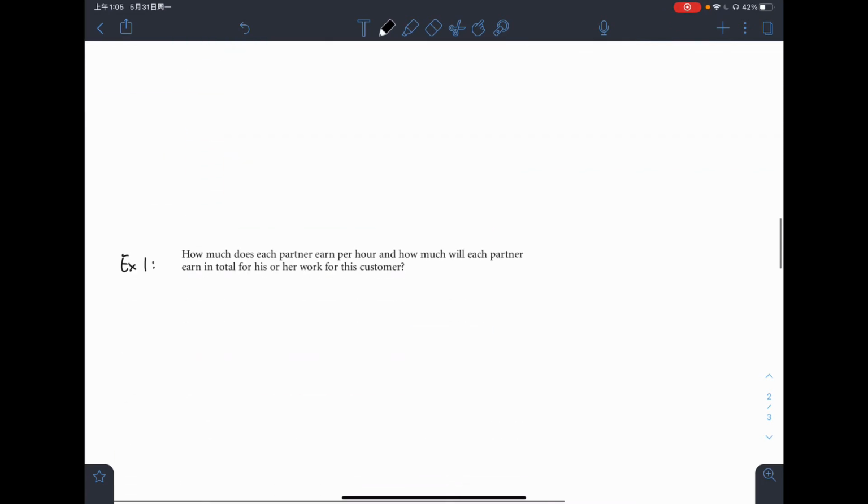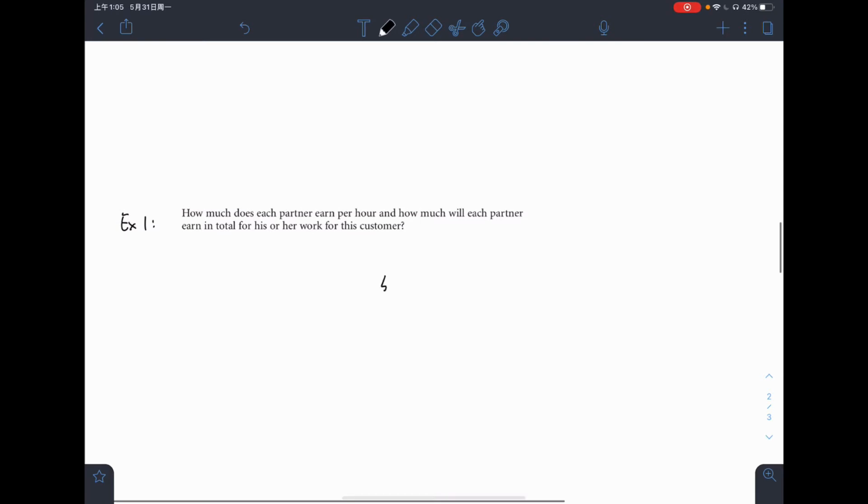So looking back at the question, how much does each partner earn per hour, and how much will each partner earn in total for his or her work for this customer? To solve this problem, use the row reduction method to solve the system, then find the hourly wages for Maya, Amit, and Nina. Then find the total amount each partner earns for this job.